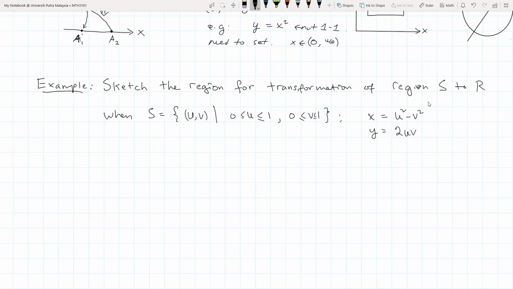Okay, first thing first, we sketch the original region. We can sketch the original region first. So the original region is in U and V.